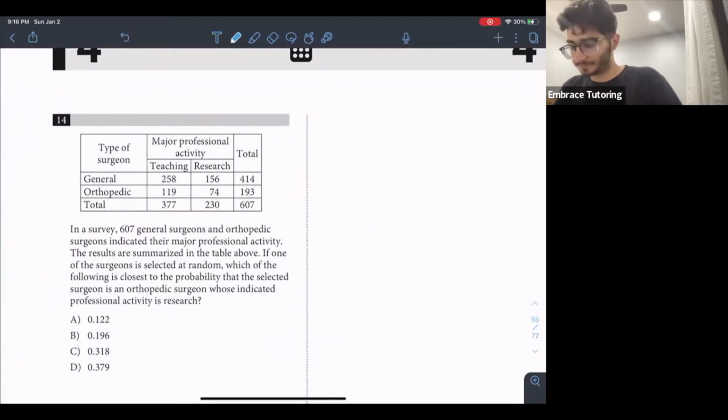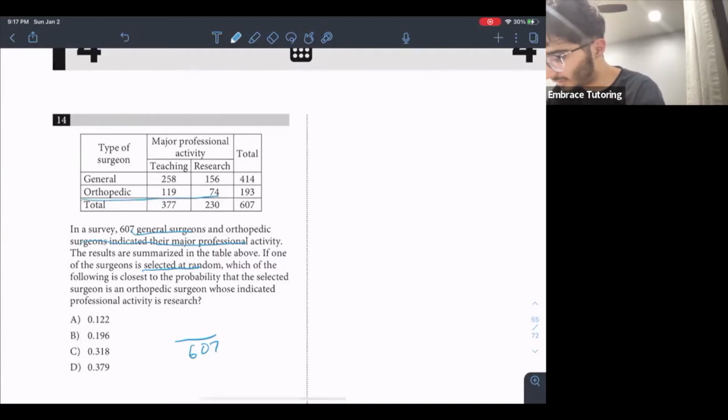14. In a survey, 607 general surgeons and orthopedic surgeons indicated their major professional activity. The results are summarized in the table above. If one of the surgeons is selected at random, there's a total of 607 surgeons. So out of 607 surgeons, which of the following is closest to the probability that the selected surgeon is an orthopedic surgeon?